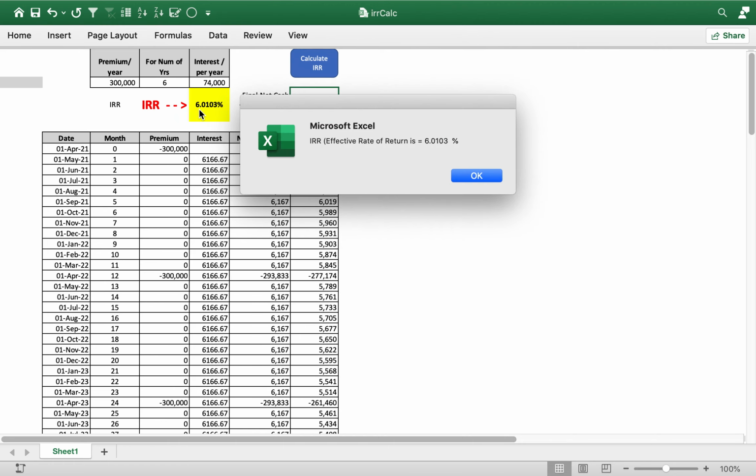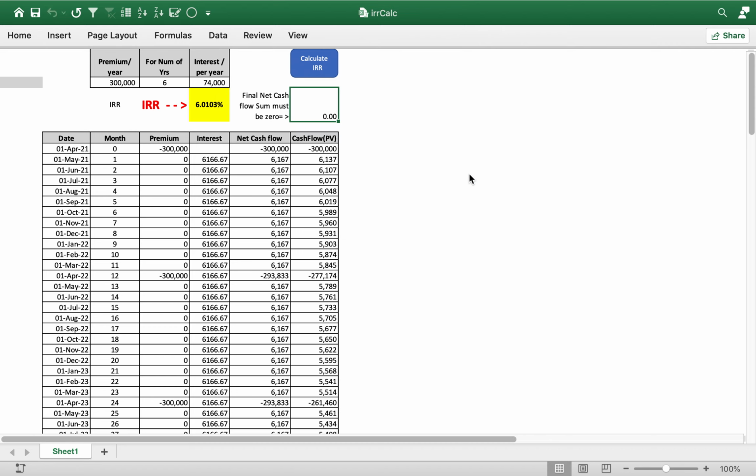So IRR, the effective rate of return, is 6.0103%. This is a very important tool for evaluating different kinds of investments with different kinds of cash flows. I hope you find this useful. I made it again for a friend, but we will try to generalize it as soon as possible.